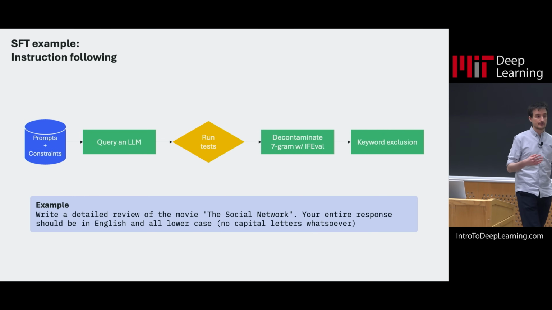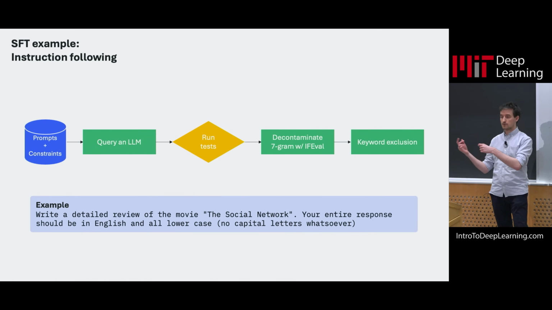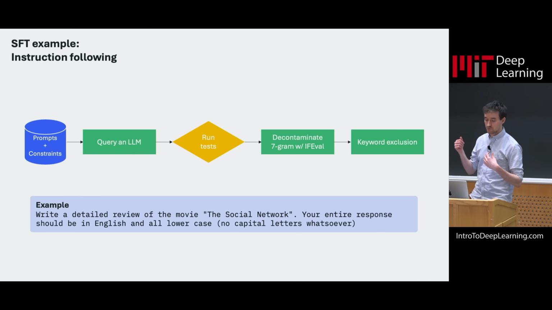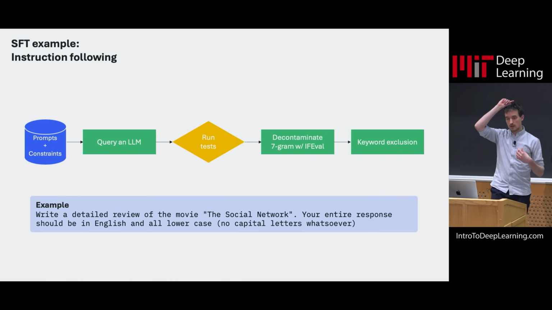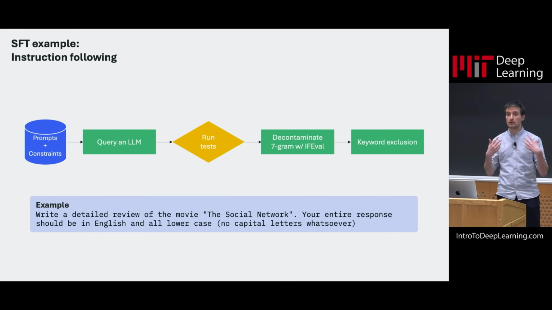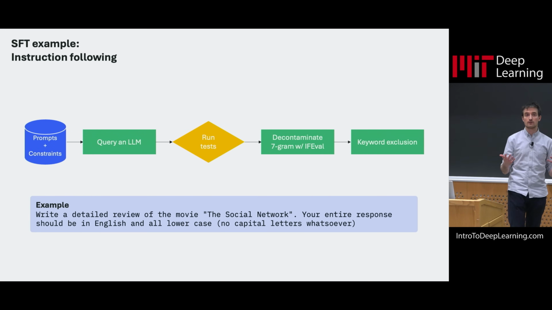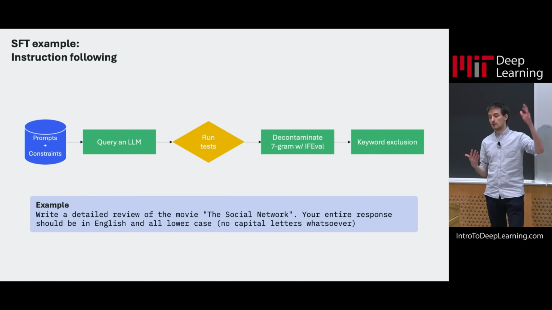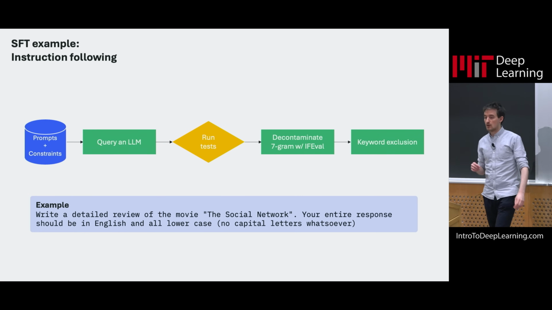An example of that is instruction following. Instruction following is a category that is focused on actually following constraints. You have an example here where my constraint is, your entire response should be in English and all lowercase. So we have two constraints here, and we want the model to really follow these constraints in its answer. To create a dataset to teach the model this kind of behavior, we start with some prompts and some constraints, and we can just append the constraints after the prompt, like here.